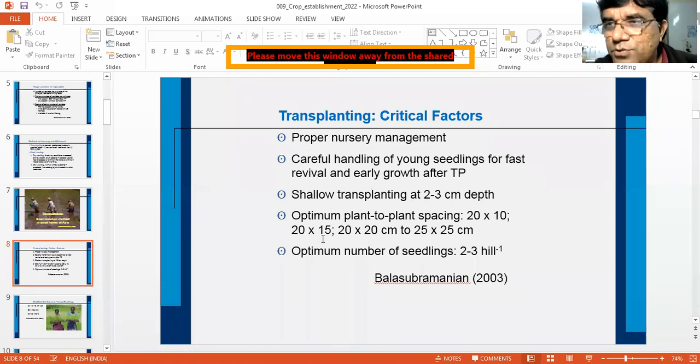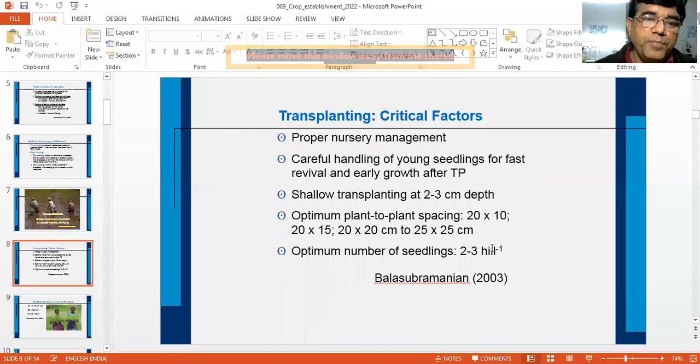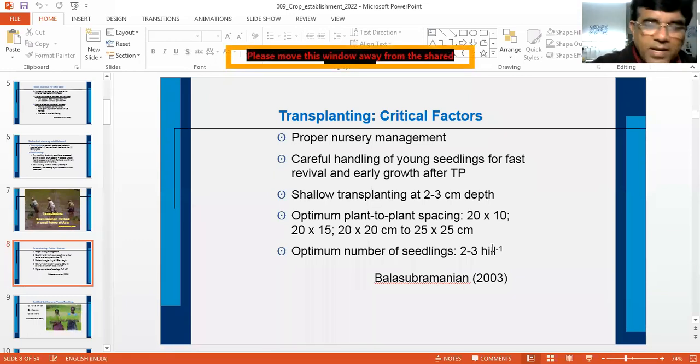Optimum number of seedlings is 2 to 3 if you are going for the conventional method of transplanting. So 2 to 3 seedlings per hill are necessary, because if you plant only one seedling and it dies, then the growth and yield of the crop will be affected. But if you have 2 to 3 seedlings, then you will get better results, better tillering, better panicles. If you have 4, 5, 6, or 7, then also your total plants or tillers per unit area will decline. So therefore, ideally 2 to 3 seedlings per hill are optimum.